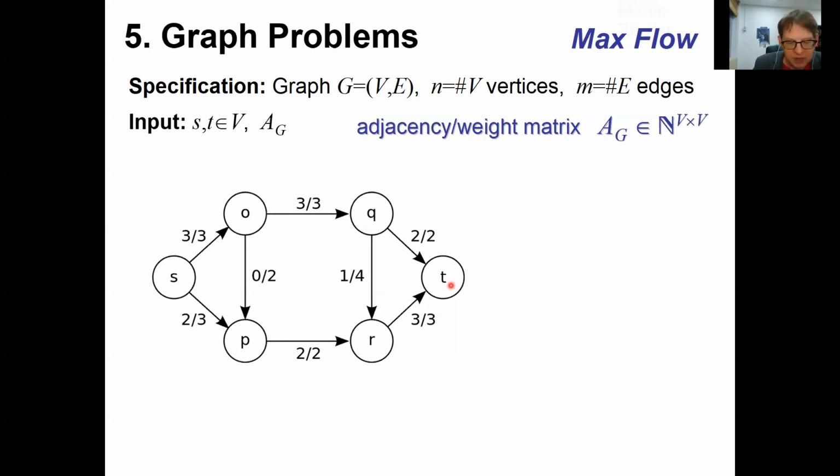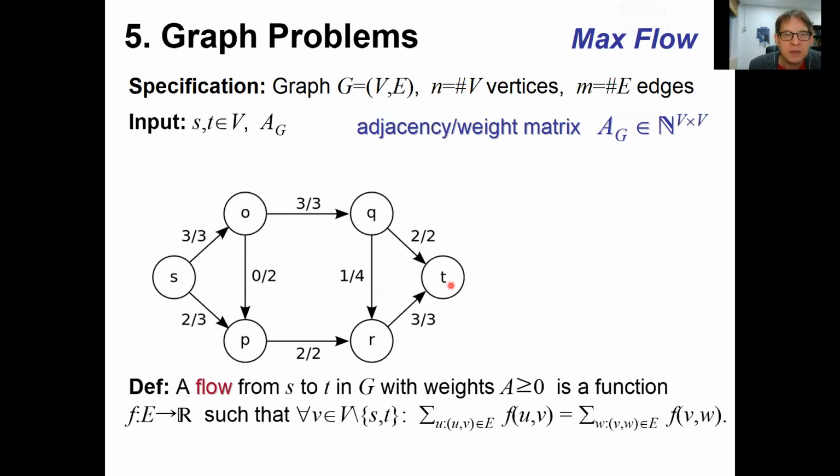Okay, so having provided the intuition, let's now proceed to formalize this problem by defining what a flow is in a directed graph with non-negative edge weights. So we have this directed graph with non-negative edge weights, and the definition says a flow from source vertex to target vertex in that network with weights, right? So these are the weights of the flow as opposed to the weights of the edges.